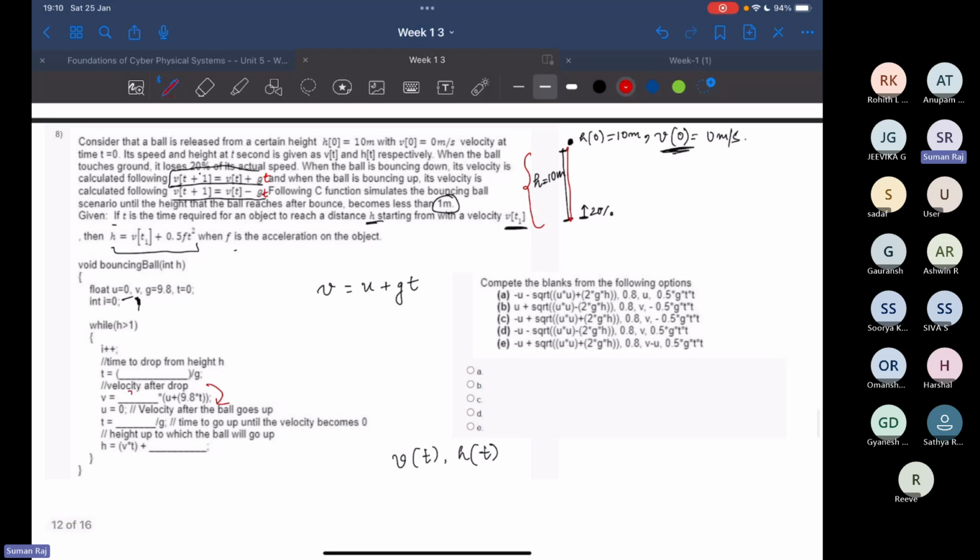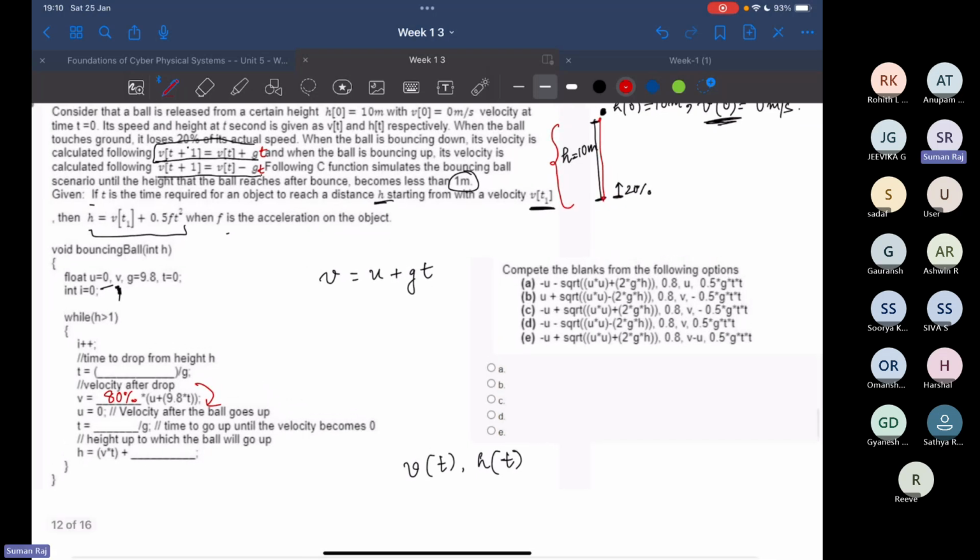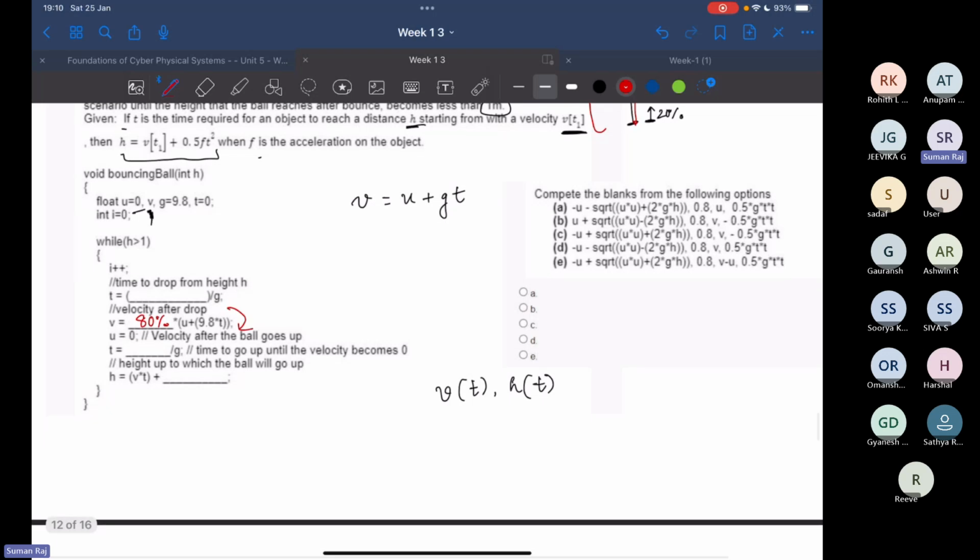So which means that it is going to be 80% of what it originally was. Then u is equal to 0. So velocity after the ball goes up. Okay. And then t time to go up until the velocity becomes 0 again. Okay. Height up to which ball will go up. All right. So has anybody solved this or do you want me to solve this right now?